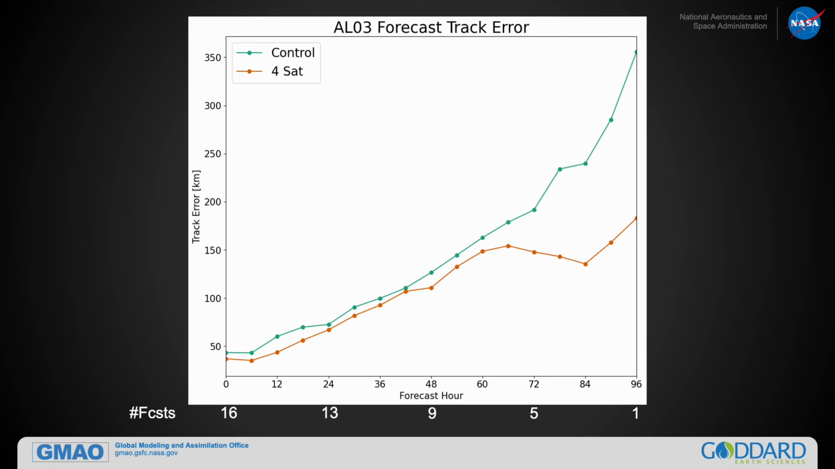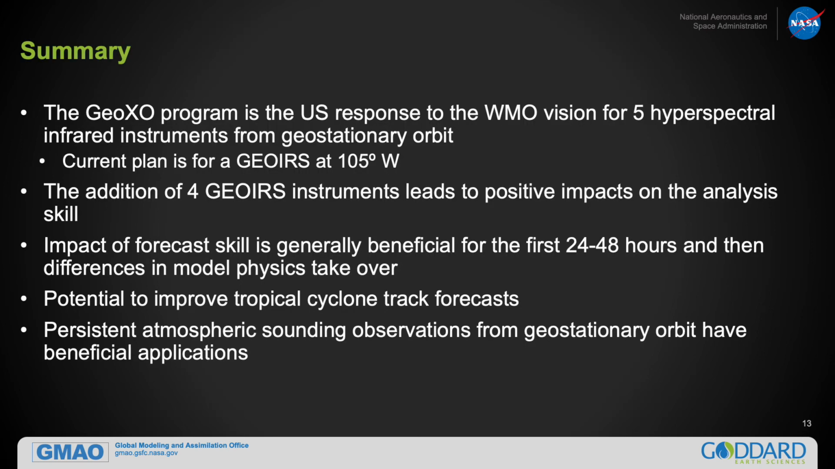The largest difference is present in the early forecasts, before the storm was well developed in the nature run. This shows the potential for IR sounders in a geostationary orbit to improve tropical cyclone forecasts in the initial stages of their development. In summary, the GeoXO sounder is the U.S. response to the WMO's vision for a global ring of geostationary infrared sounders. The current plan is to have this instrument located at 105 degrees west.